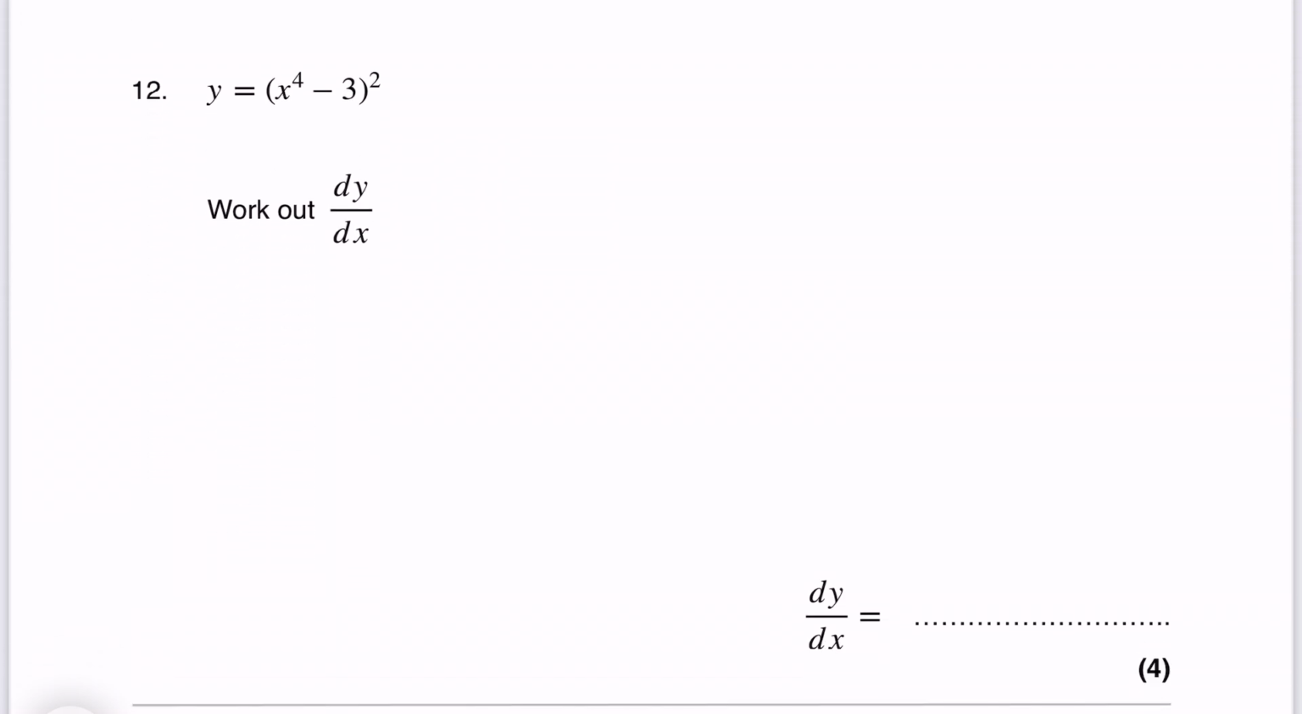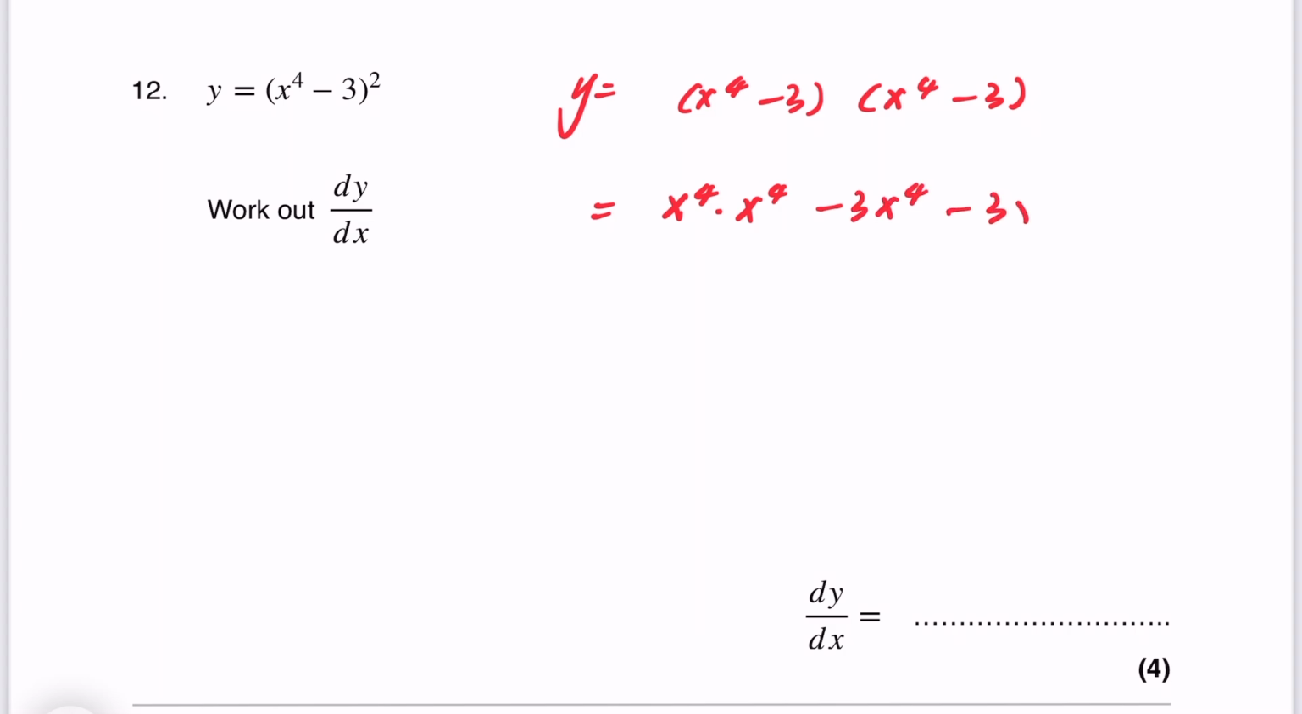Question 12. We got another bracket squared question, and this one seems more complicated because we got x to the power of 4. But don't worry, let's expand the bracket, shall we? y equals x to the power of 4 minus 3 times x to the power of 4 minus 3, which equals x to the power of 4 times x to the power of 4, minus 3 times x to the power of 4, minus 3x to the power of 4, plus 9. In order to simplify the first term, I hope you guys remember the power and indices rule, it is supposed to equal x to the power of 8 minus 6x to the power of 4 plus 9.